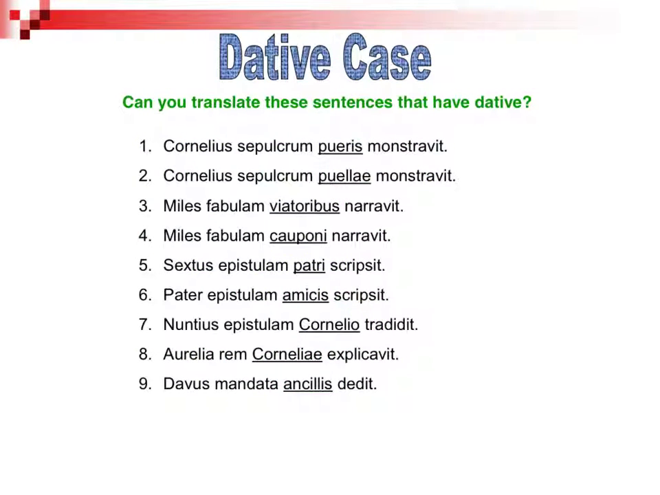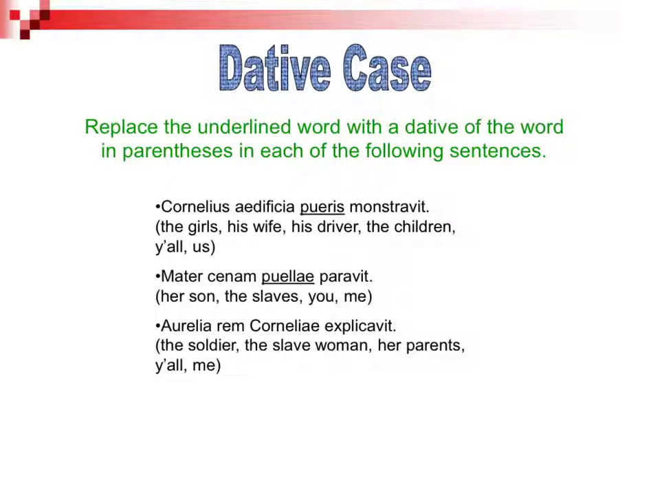Alright, here's some more. Try to translate these sentences that have the dative, words in dative underlined. Pause the video now and translate. So remember that this is the perfect of do, dare, to give. So dedit, Davus gave mandata, orders, to the slave woman. Pause the video now and check your answers. Alright, replace the underlined word with the dative of the word in parentheses in each of the following sentences. Cornelius aedificia pueris monstravit.